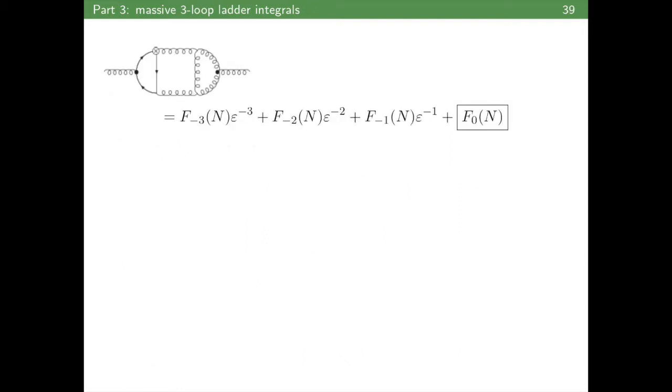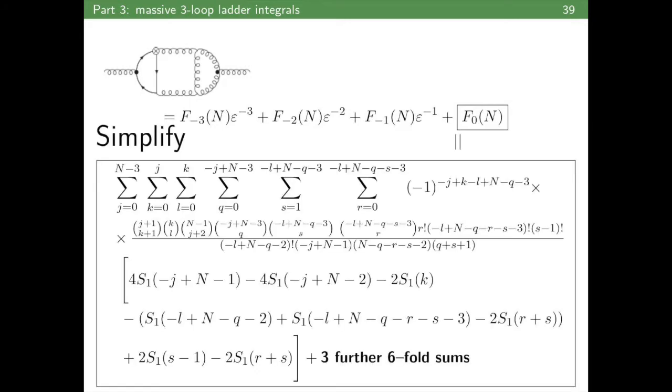You can look at its Laurent expansion with respect to epsilon. As I said, they are divergent in space-time dimension 4, so they look at the Laurent expansion, and they are mainly interested in the constant term. Translating this integral to a sum representation gives you that. It's again a 6-fold sum, complicated, with harmonic numbers. It's somehow similar to the warm-up example, but more complicated.